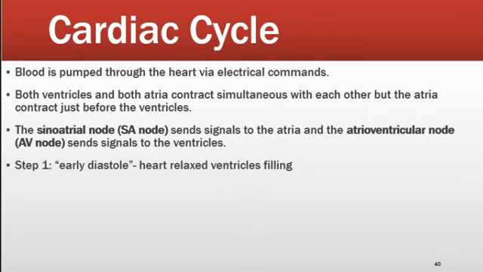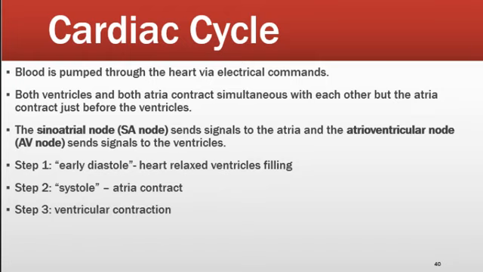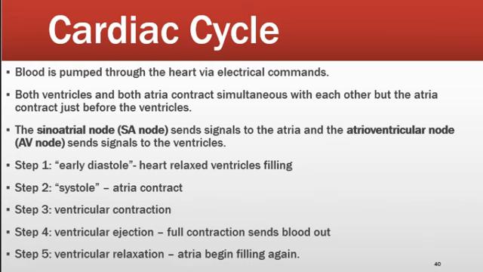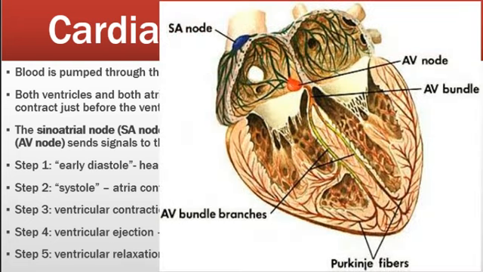Step 1, we have something called early diastole. Funny word, diastole. Step 2, we have systole, the atria contract. 3, we have ventricular contraction, that's the lower chamber. And then ventricular ejection, sending that blood out to the rest of the body. And then relaxation, the atria begin filling again. So the atria fill up, get pumped to the ventricles, get pumped to wherever they're going. Crossover, one to the lungs, one to the body. That's known as the cardiac cycle. And we have these nodes. The SA node and the AV node is right here.